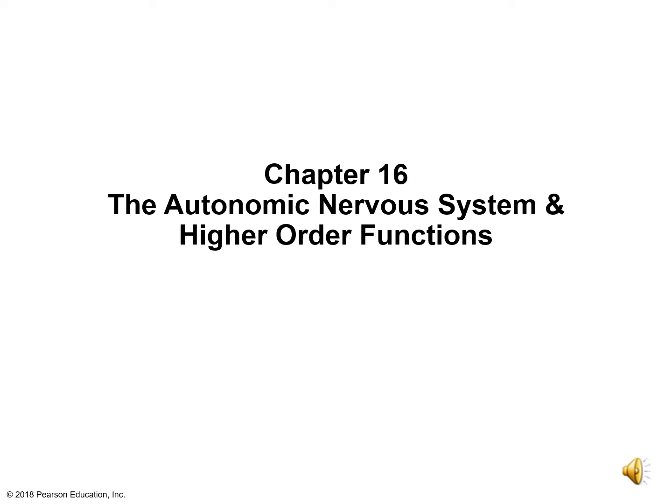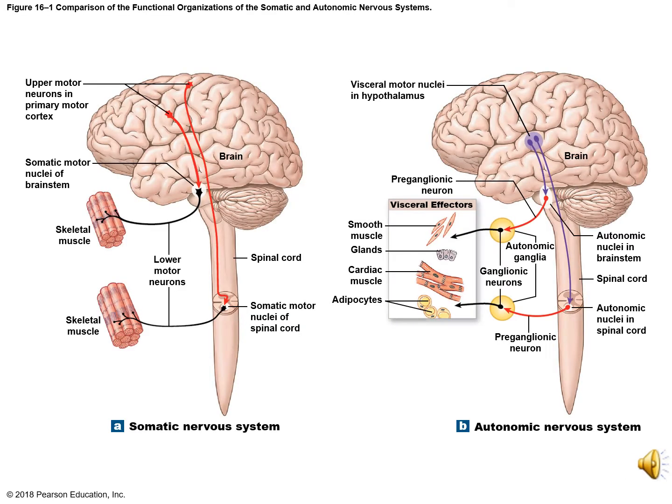Chapter 16, the Autonomic Nervous System and Higher Order Functions. The autonomic nervous system provides motor control to the visceral effectors. It's going to involve 3 different neurons.